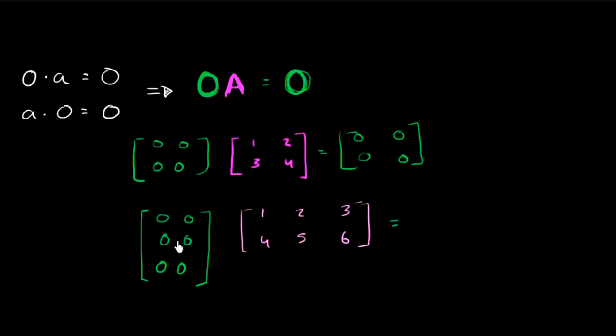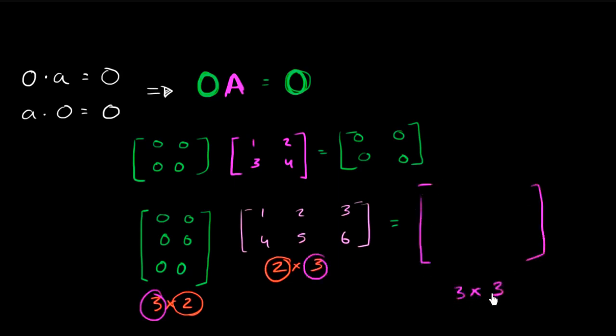Well, when you multiply them, let's think about it. Let me just write the dimensions. This is a 3 by 2 matrix. This is a 2 by 3 matrix. So we know that we have valid matrix multiplication going on right over here. The number of columns in the first matrix is equal to the number of rows in the second one. And we also know that the resulting product is going to be a 3 by 3 matrix. I'll leave it up to you to verify that all of the entries here are going to be 0.